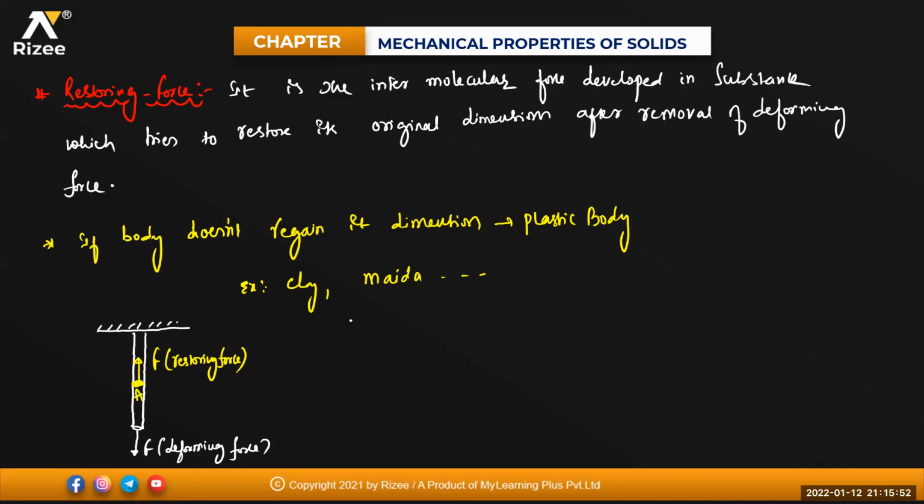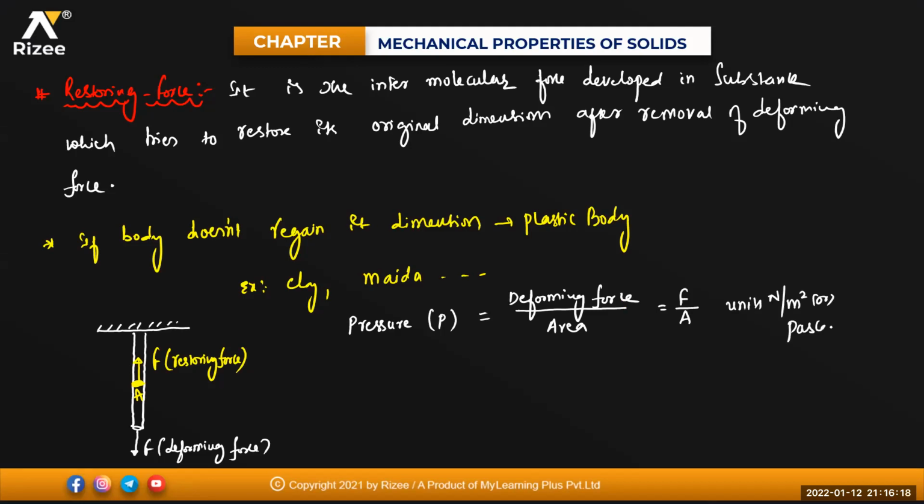Like we defined some terms in this one beta. If you might have remembered, how do you define pressure? Pressure is equals to your deforming force divided by area. Deforming force divided by area. That is F by A. Unit is Newton per meter square or Pascal. Isn't it? Is it clear?